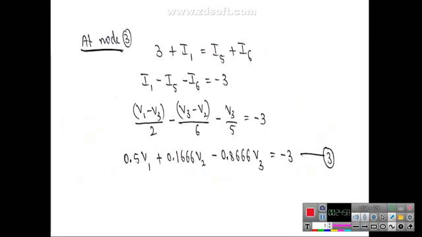Similarly, corresponding to node 3, this is the equation. Incoming current is equal to outgoing current, and you rearrange: I1 minus I5 minus I6 is equal to minus 3. Then you know the expressions for I1, I5 and I6. Just substitute here, expand and simplify, and you will get the nodal equation corresponding to node 3. After writing the nodal equations for nodes 1, 2 and 3, all these three equations should be put in matrix form, and you can solve for V1, V2, V3.